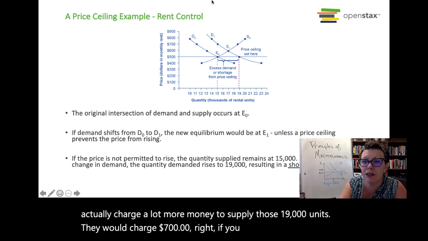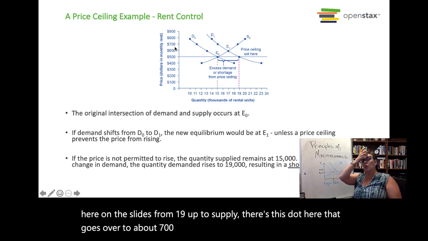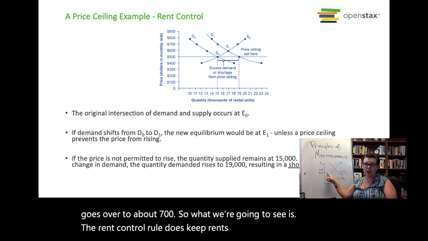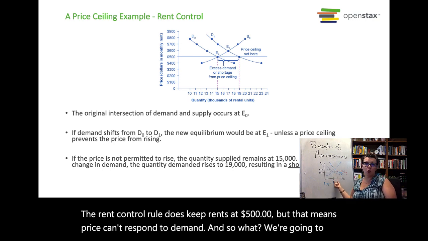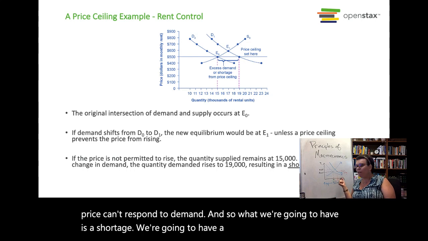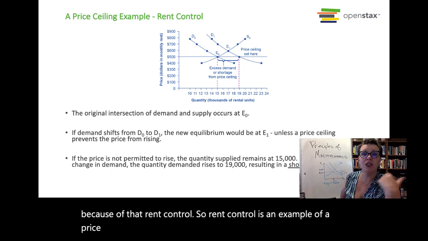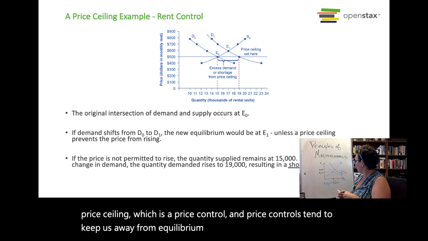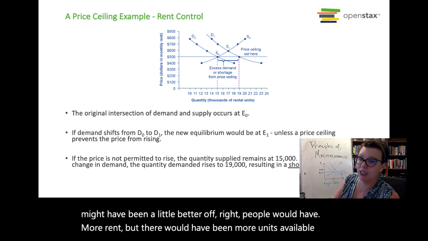If you look at the point right here on the slides, from 19 up to supply, there's this dot here that goes over to about 700. So what we're going to see is the rent control rule does keep rents at $500, but that means price can't respond to demand. And so we're going to have a shortage of 4,000 apartments because of that rent control. So rent control is an example of a price ceiling, which is a price control. And price controls tend to keep us away from equilibrium where we could have been, and we might have been a little better off, right? People would have paid more rent, but there would have been more units available on the market.